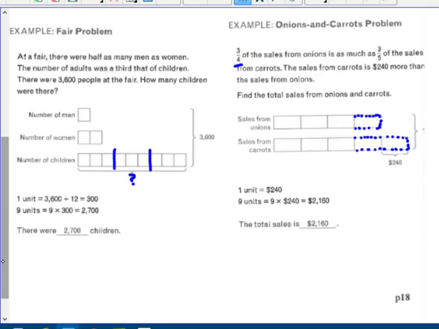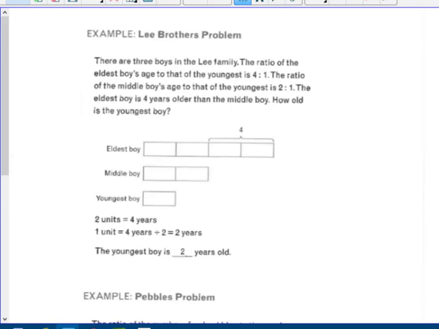The sale from carrots is 240 more than the sale from onions. Find the total sales from the onions and carrots. And this got cut off, so that's the question. How many are there total sales? Well, we can tell that it's only different by 1 unit. So that 1 unit has to be the 240. There are a total of 9 units in the picture. That's the total that we want. 9 units in the picture. So the total sales is 2,160.